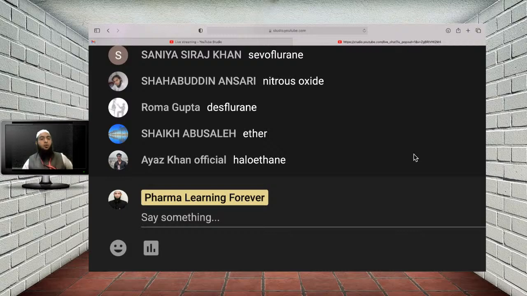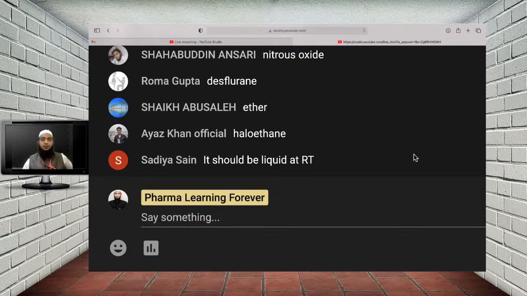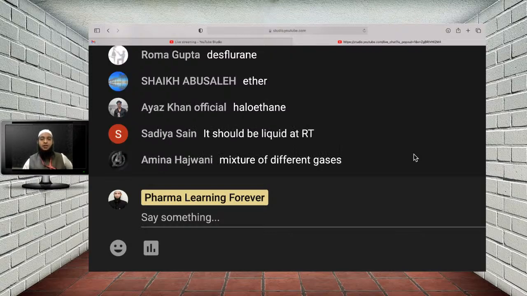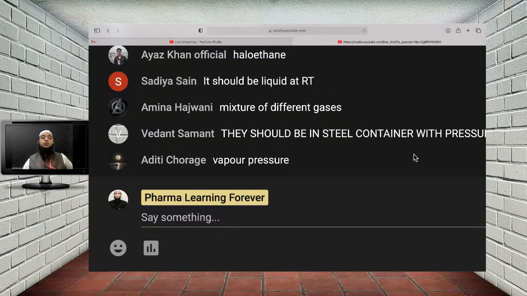Do you think volume is one of the parameters? Volume, partial pressure? Yes. If you agree, then just write Y in the chat box. Okay, Sadia mentioned that it should be liquid at room temperature. I agree, but how are we measuring the dose? Because concentration cannot be measured. Amina mentioned a mixture of different gases. So what is the main parameter to measure the dose?